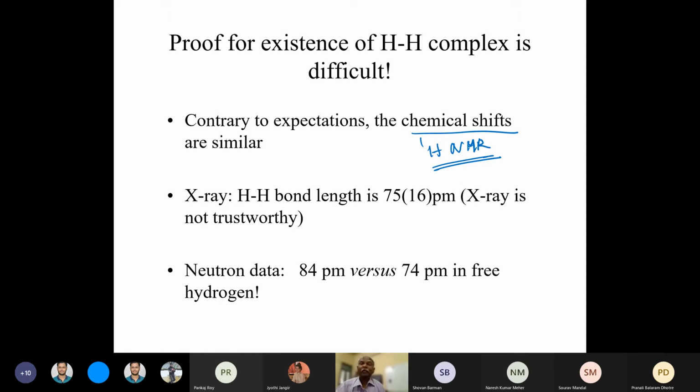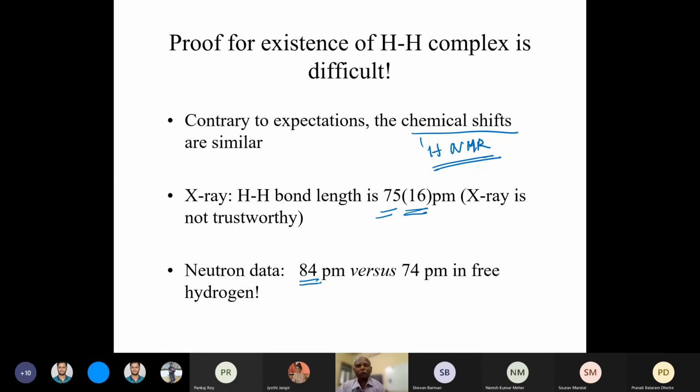And if you look at X-ray, I told you X-ray is very problematic because you have a huge peak from the metal, and so the uncertainty. Look at this. The distance between the two hydrogens is 75 picometers, and the uncertainty is 16 picometers. So X-ray can be very frustrating. It is not very trustworthy. So neutron data, you have to go to neutron data.